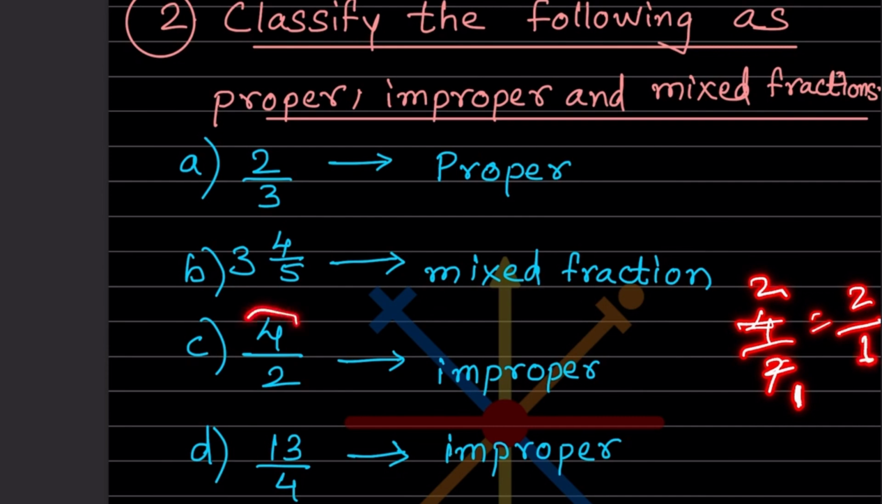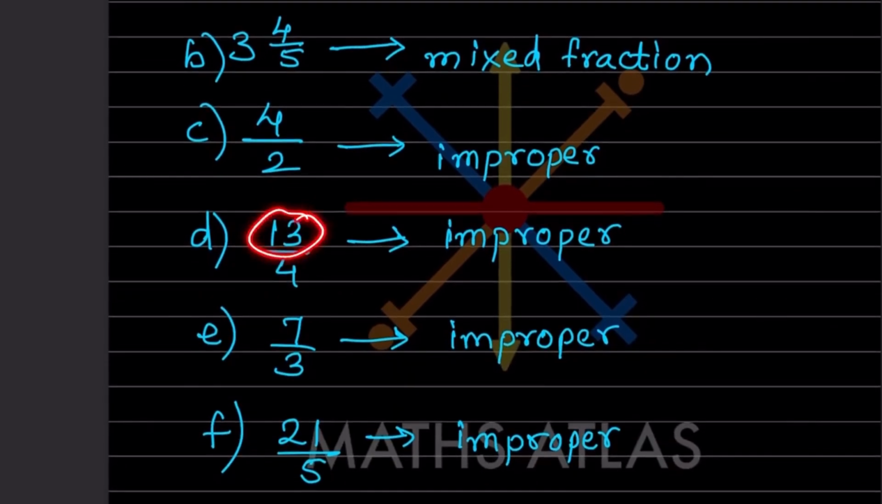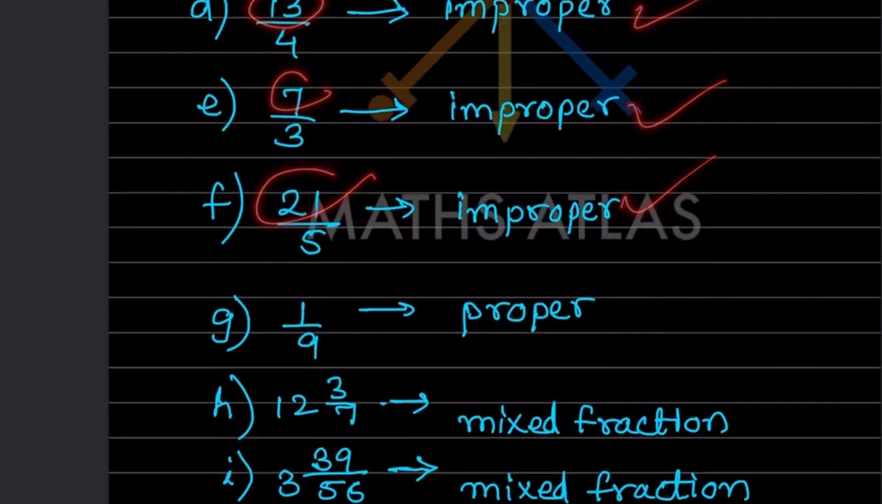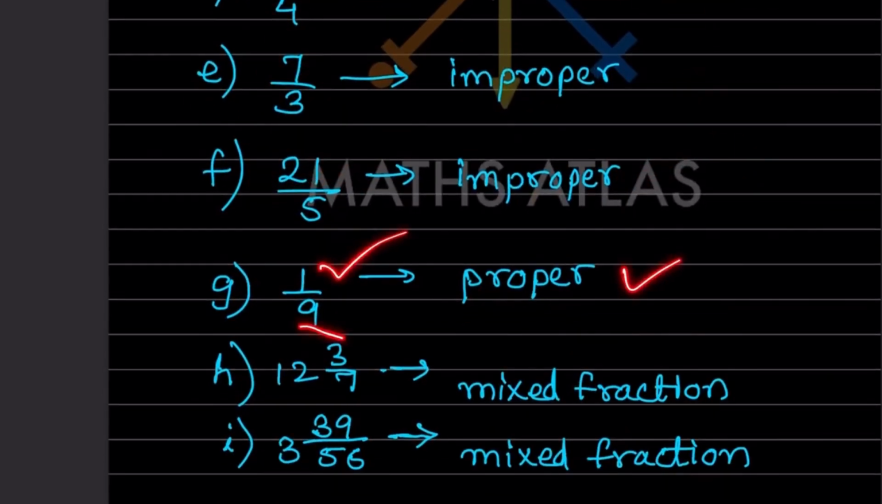Anyways, and here it is shown 4 by 2. Of course this is bigger. So even if you write it like 2 by 1, of course here also the numerator is bigger than the denominator. So it is improper. Again here, numerator is bigger, improper. This is improper. This is smaller, this is proper. Of course this is a mixed one, and this is a mixed one.